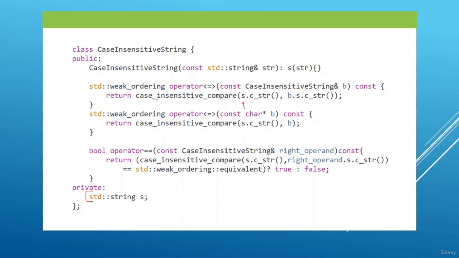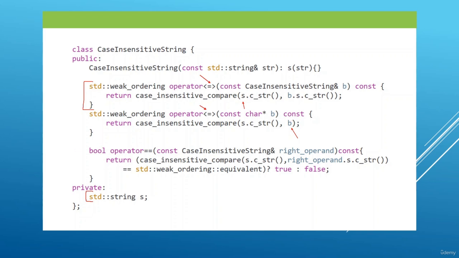The return value of this function is going to be forwarded to the return value of our three-way comparison operator, and we are going to be comparing our parameters here. We are also going to put in an overload of the three-way comparison operator that is going to be comparing to a const char pointer, and we are just going to call the same method, but we're going to pass the second parameter directly as a C string. You should notice this here.